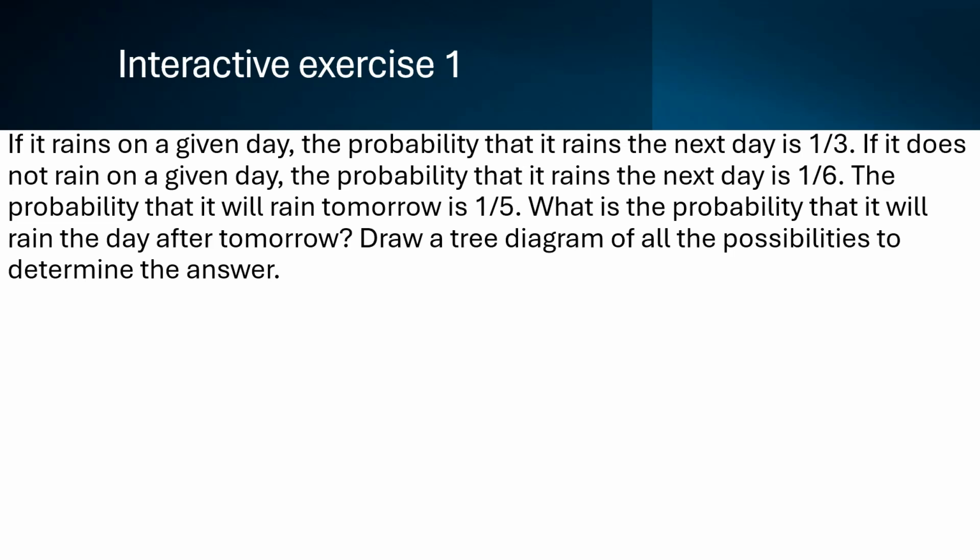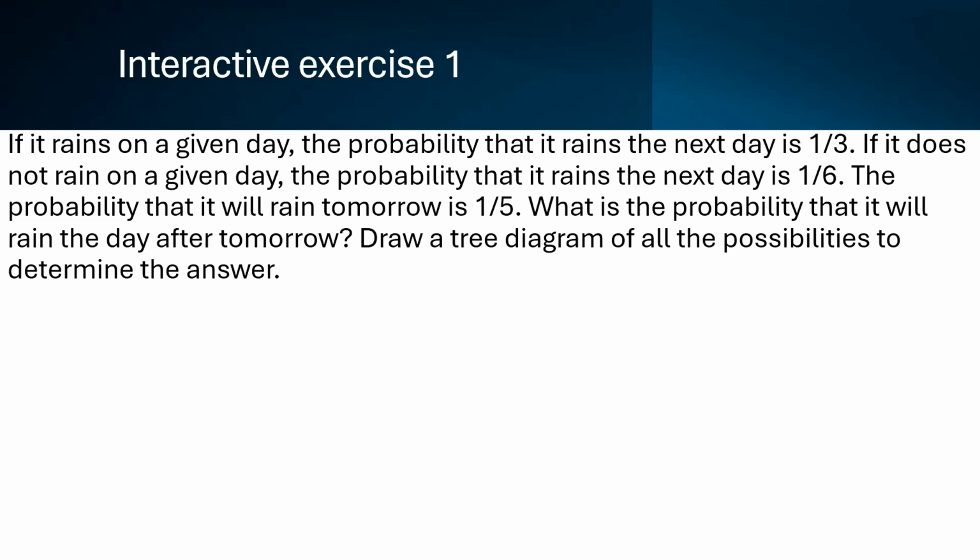It says if it rains on a given day, the probability that it rains the next day is 1/3. If it does not rain on a given day, the probability that it rains the next day is 1/6. The probability that it will rain tomorrow is 1/5, right? What is the probability that it will rain the day after tomorrow? Draw a tree diagram of all the possibilities to determine the answer.